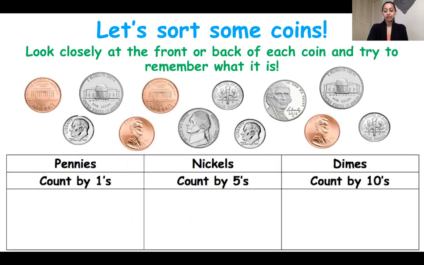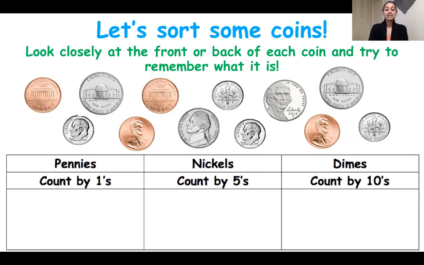Let's sort some coins. So you're going to look really closely at the fronts or backs of each coin that is pictured here on this screen and try to remember what it is. Is it a penny? Is it a nickel? Or is it a dime? When you pause the video, point to each coin and name what you think it is. Then play the video to check your answers. Go ahead, pause and sort the coins now.